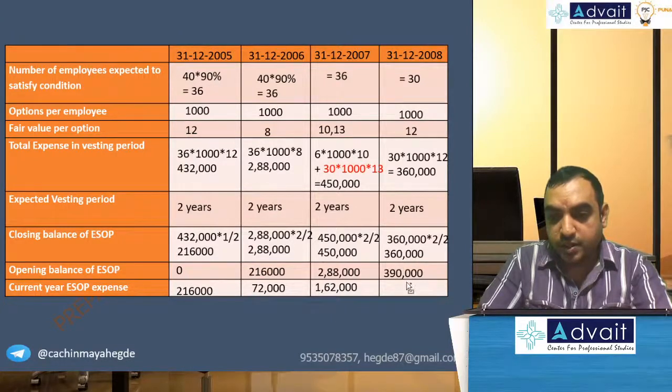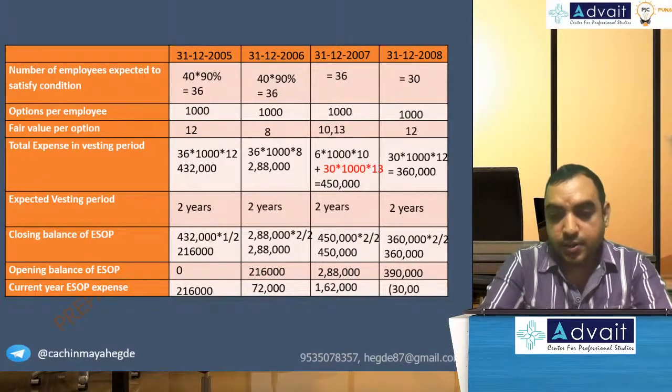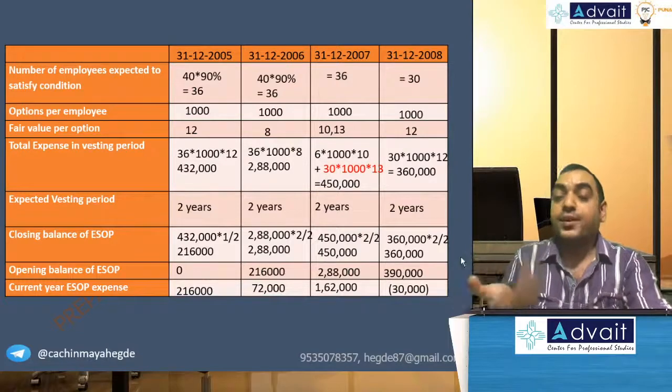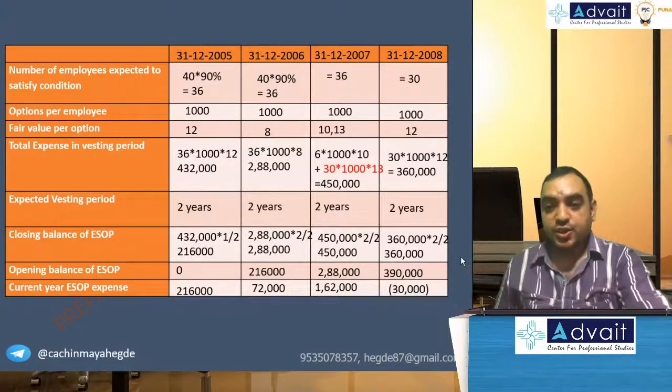Therefore, this will be a reversal for the period, 30,000. That is negative. It will be written back to the P&L account. That is your solution.